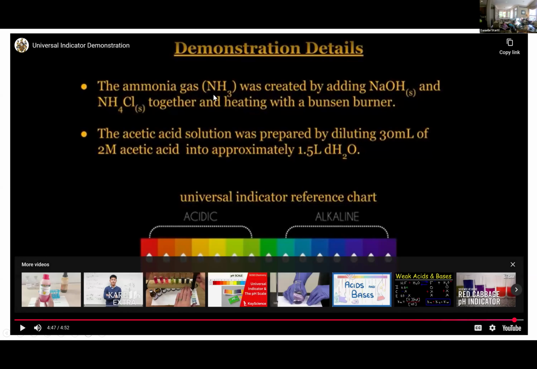He says the ammonia gas, NH3, was created by adding, what's this one? Sodium hydroxide. Yes, sodium hydroxide and ammonium chloride together and heating it with a Bunsen burner. The acetic acid solution was prepared by diluting 30 milliliters of 2 molar acetic acid in approximately 1.5 liters of, what's the D, do you suppose? It's deionized or distilled water.